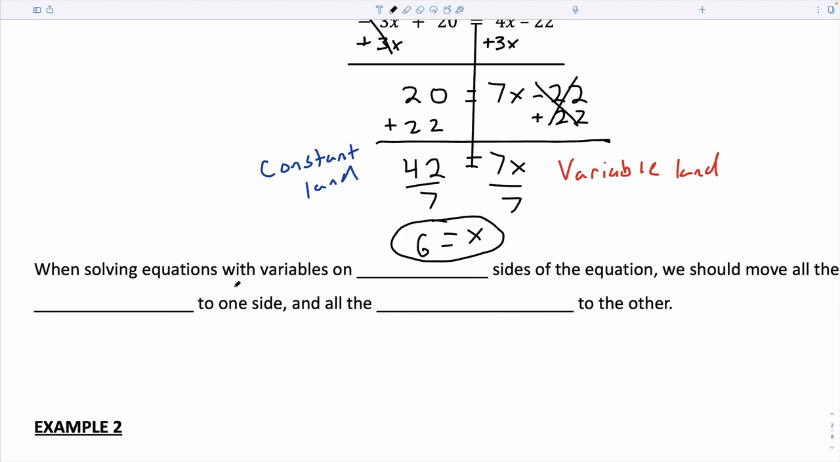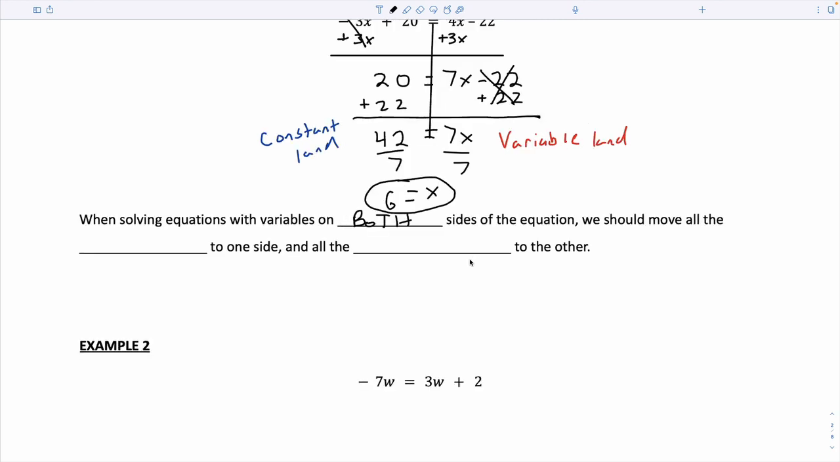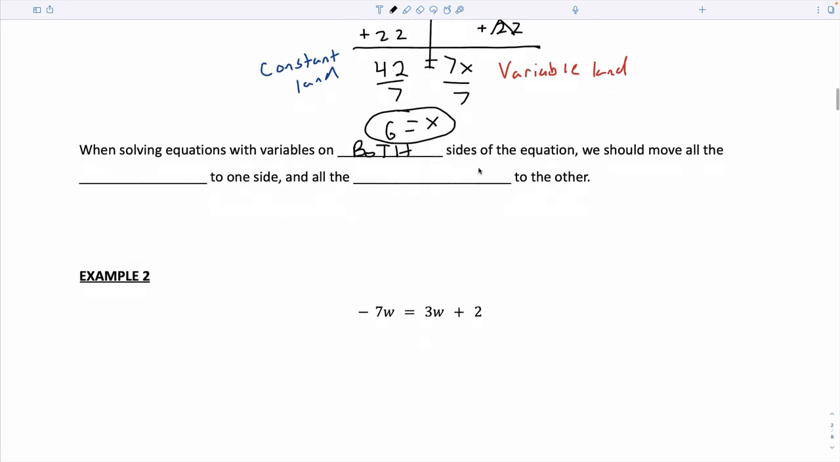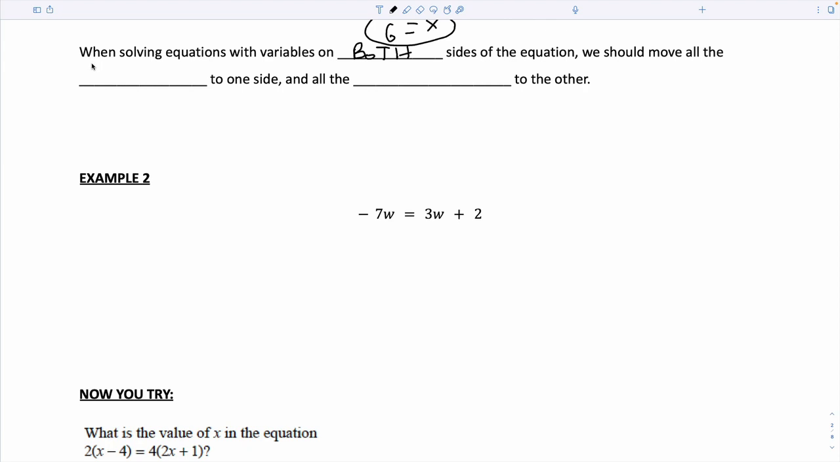When solving equations with variables on both sides of the equation, we should move all of the variables to one side and all of the constants to the other.